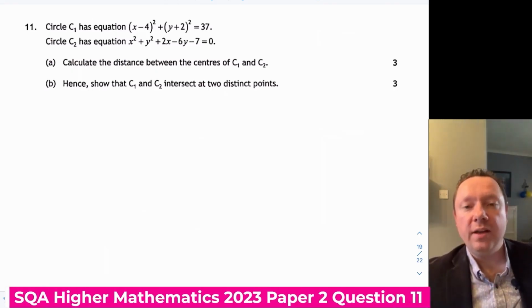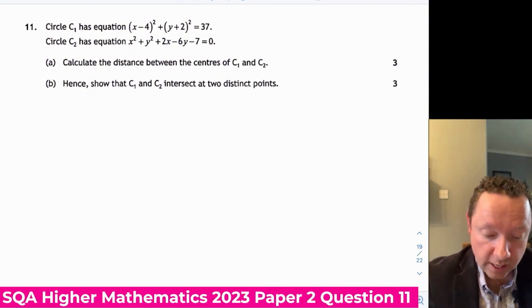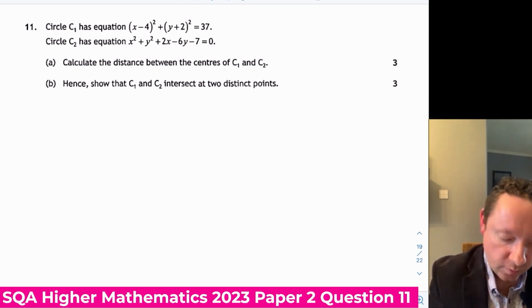Higher Maths 2023, Paper 2, Question 11. Circle C1 has this equation and C2 has that equation. Find the distance between the centres for part A.